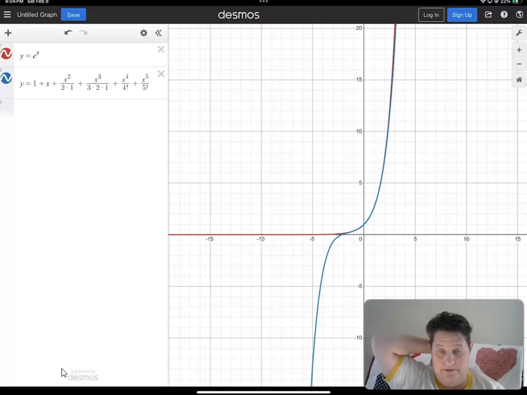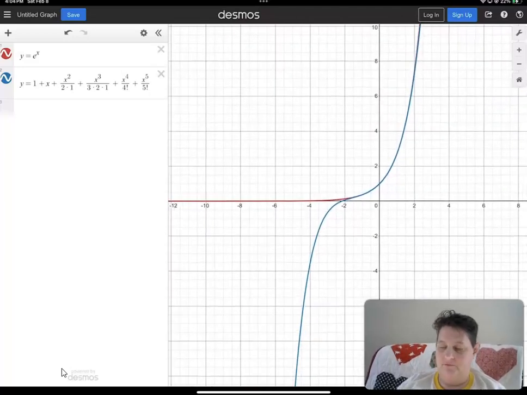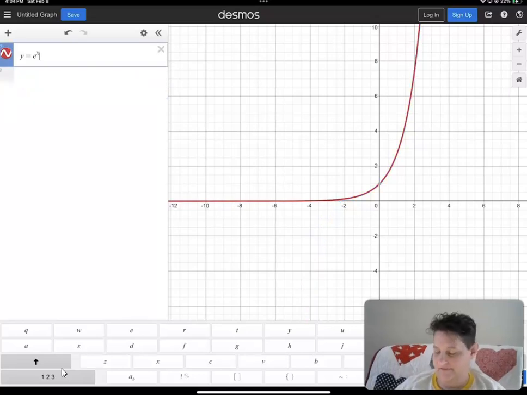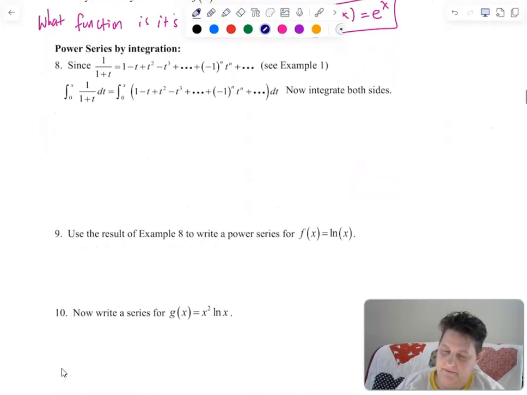So one of the purposes of these power series is that sometimes we can use them to approximate e to the x very closely right here. And it's kind of just the tail that's not matching up, you know? So that's something that we're going to get into, and I think you guys are really going to like it. Okay.